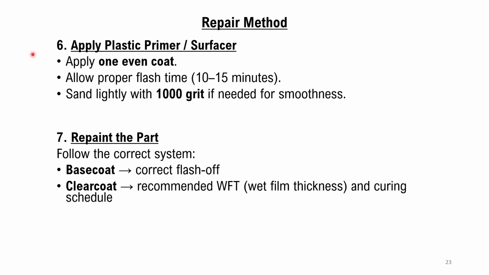Then apply plastic primer or surfacer. Apply one even coat. Allow proper flash off time of 10 to 15 minutes. Sand lightly with 1000 grit if needed for smoothness. Then repaint the part. Follow the correct system, that is base coat, after that correct flash off time, and then clear coat as recommended, with wet film thickness and curing schedule.